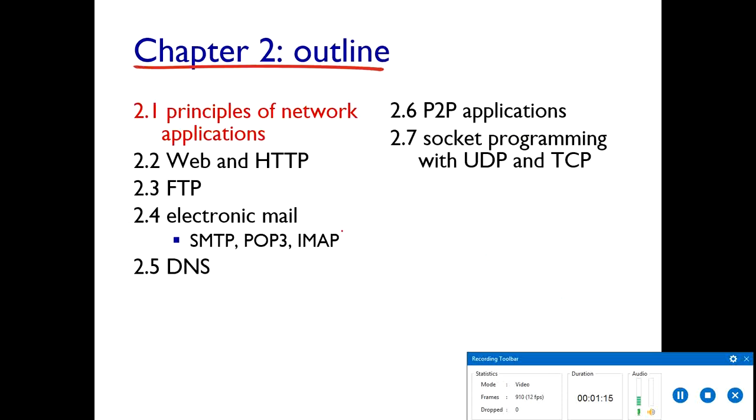Alright, moving ahead. In this chapter the first thing that we are going to talk about, in general, is the principles of network applications. Then we are going to talk about the protocols. Although there are many protocols offered at the application layer, we are going to talk about only some specific protocols. The first protocol that we are going to talk about is web and HTTP. Then we will discuss FTP. Then email, electronic mail, then DNS, domain name server. Then we are going to talk about peer-to-peer applications, and the last thing we are going to talk about is socket programming with UDP and TCP.